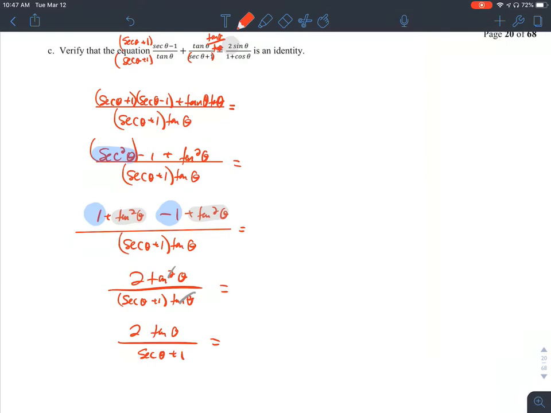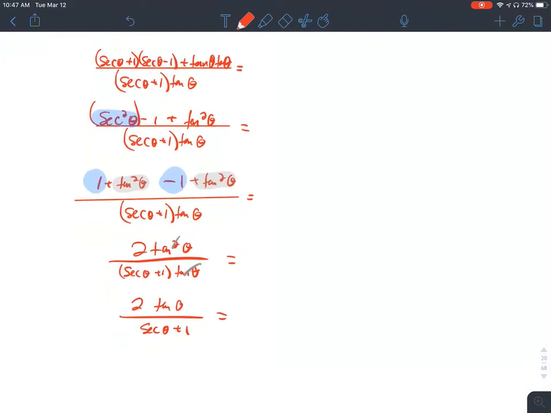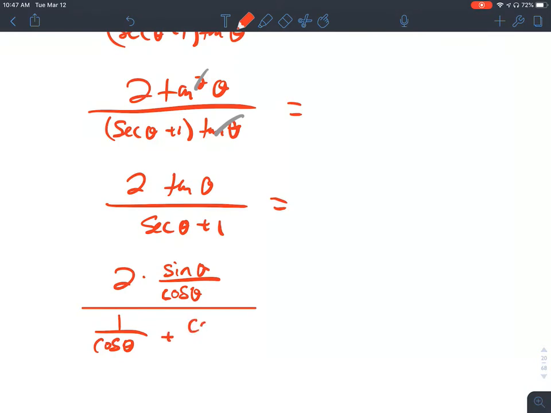Now we are supposed to simplify it until we get 2 times sine on the top and 1 plus cosine on the bottom. We do not appear to be close to that. The one thing that we do have is this 2. So now I'm going to change everything in terms of sine and cosine. So I'm going to have 2 times sine of theta over cosine of theta divided by. I'm going to change secant of theta to 1 over cosine of theta. And I'm going to change 1 to cosine of theta over cosine of theta. Why? So I have common denominators down here.